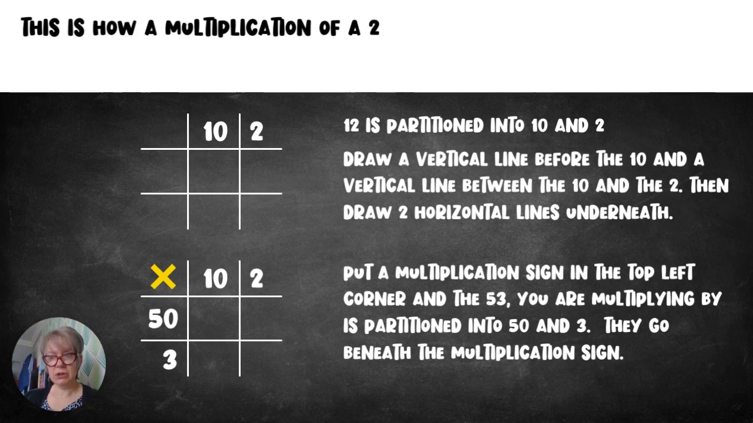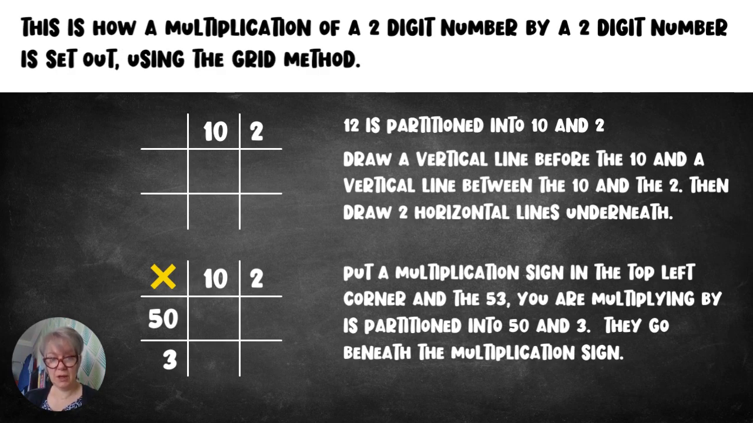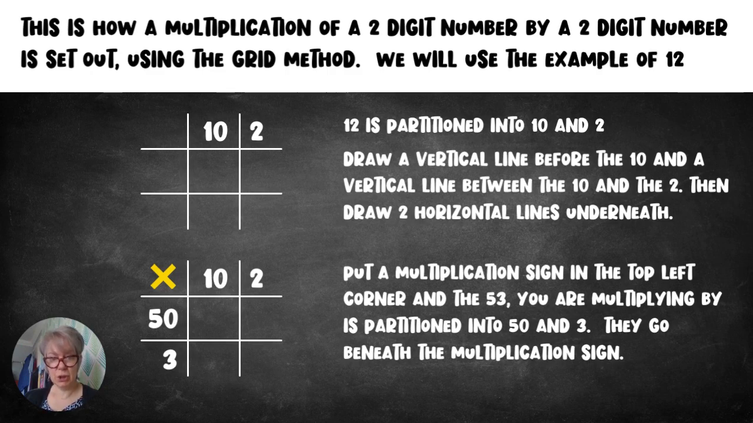This is how multiplication of a 2-digit number by a 2-digit number is set out using the grid method. We will use the example of 12 times 53. So the 12 is partitioned into 10 and 2. Draw a vertical line before the 10 and a vertical line between the 10 and the 2. Then draw 2 horizontal lines underneath.